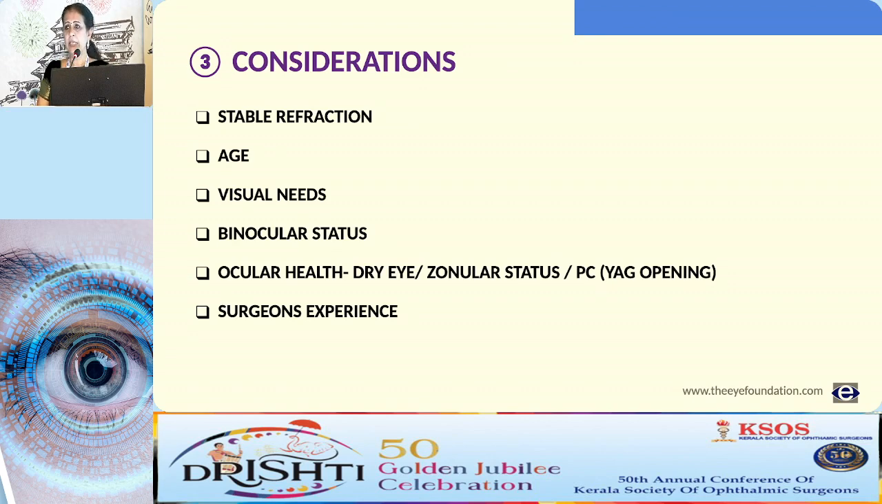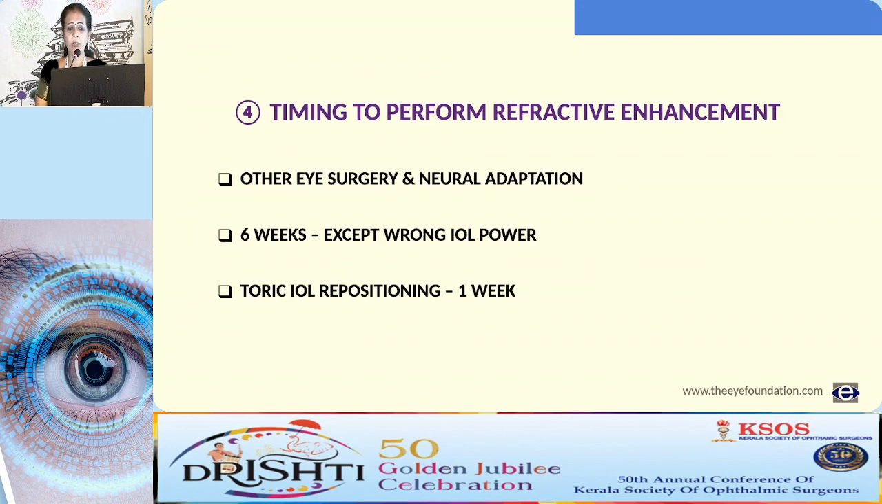Is it that the dryness of eyes was a problem? Is it the zonules were weak, so the lens was decentered? And you also need to look whether there was a posterior capsular opening. Then we may not be able to very safely do an IOL exchange. So all of this needs to be done.